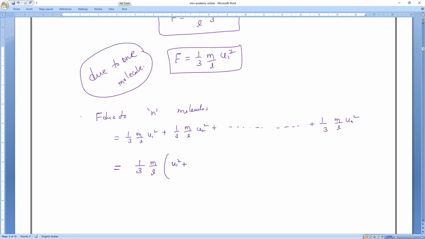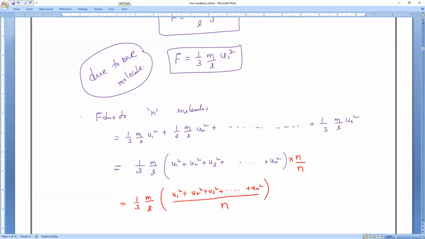u1 square plus u2 square plus u3 square plus, and so on, plus un square. Is it right, guys? Now, in these situations, we have done something in mathematics. Remember, long back in rotational dynamics, divide and multiply with n, both numerator and denominator, so that I can write next one. So 1 by 3 into m by l into u1 square plus u2 square plus u3 square plus, and so on, plus un square divided by n into n.